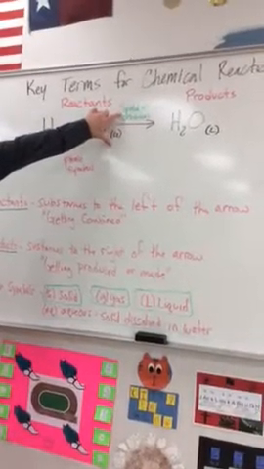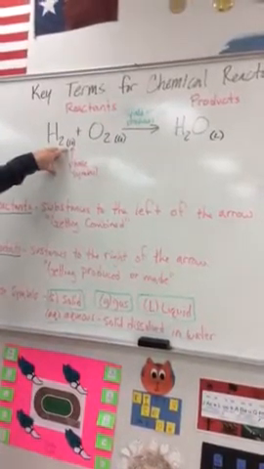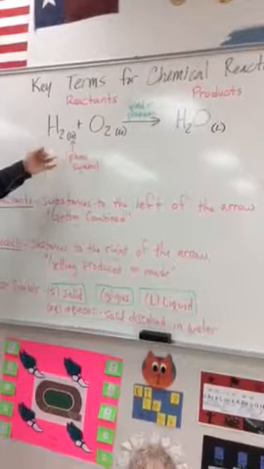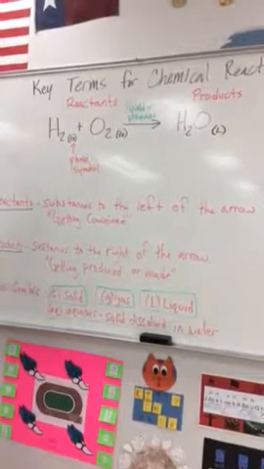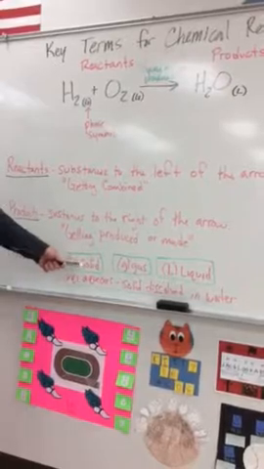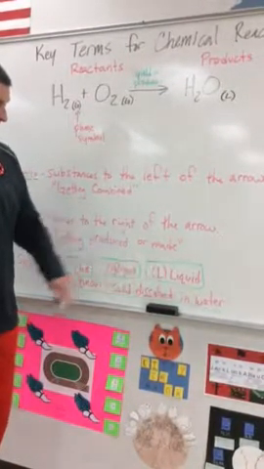The arrow stands for yields or produces, and then you're going to see that there's these little things like S, G, AQ, and L, and those are called phase symbols. And phase symbols tell the state of matter that substance is in during the reaction. So if a phase symbol is an S, it's a solid. If it's a G, it's a gas. If it's an L, it's a liquid.